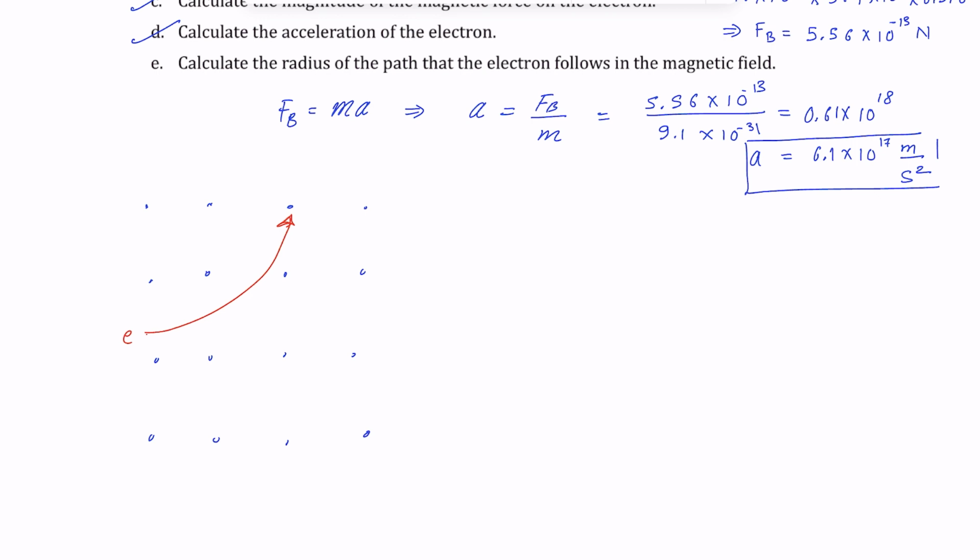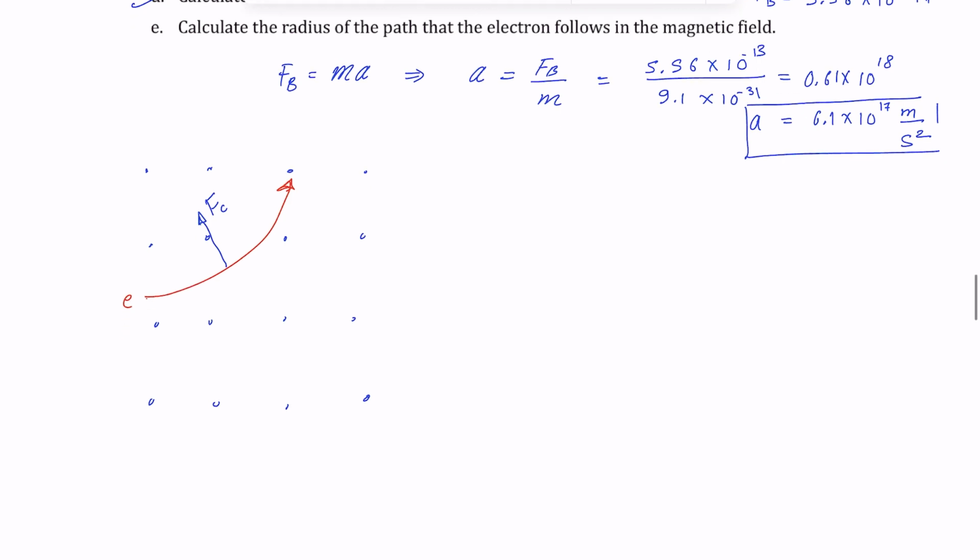The thing is, it's going in a curve, right? So there's a centripetal acceleration to it that is directed towards the center. If you can recall your 231, you should know that when a body is curving, like if you're rotating a ball attached to a string, there's a centripetal force towards the center, and that centripetal force is equal to mv squared over r.